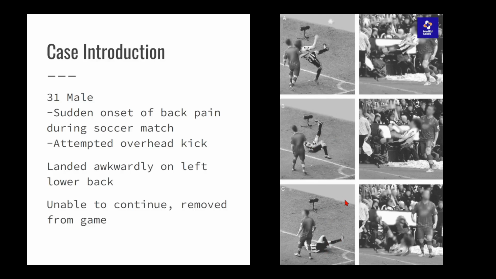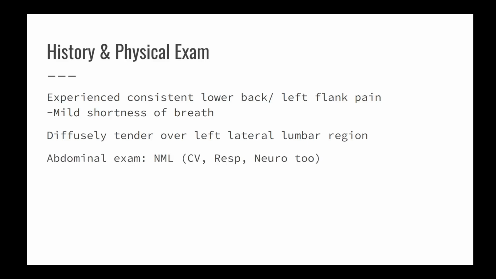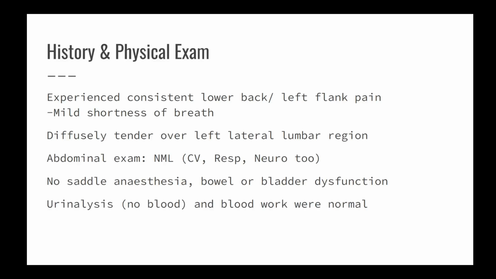He tried to continue playing, but basically was not able to, so he was taken out of the game. He experienced consistent lower back and left flank pain and very mild shortness of breath. And so he was examined by the team physician, who found him to be diffusely tender over the left lateral lumbar region. Fortunately, the rest of his visceral exam was okay: abdominal, cardiovascular, respiratory. He had a normal neurological exam. He had no saddle anesthesia, no problems urinating or moving his bowels.